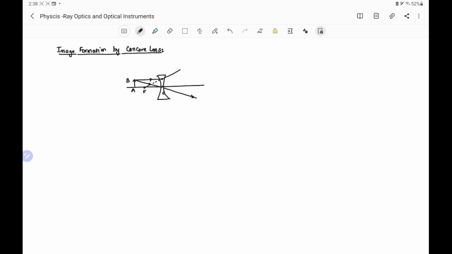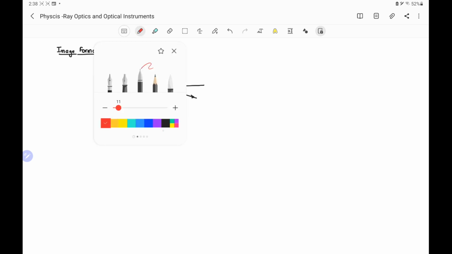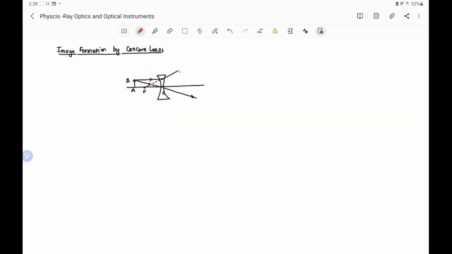So the two rays cut at the point B dash and drop on the principal axis give the A dash. Hence A dash B dash is the image of AB. The property of the image is that it is virtual.